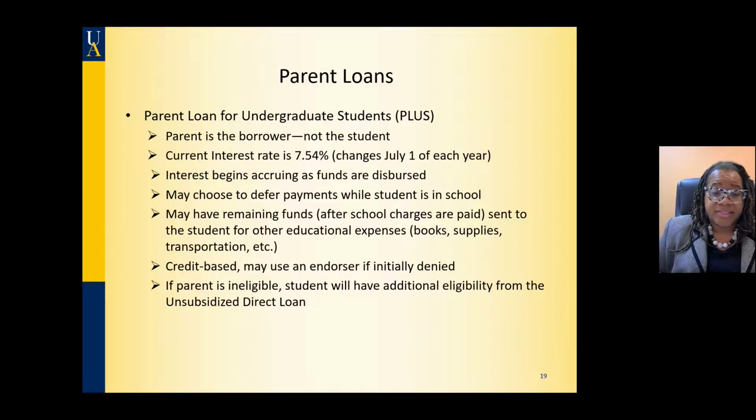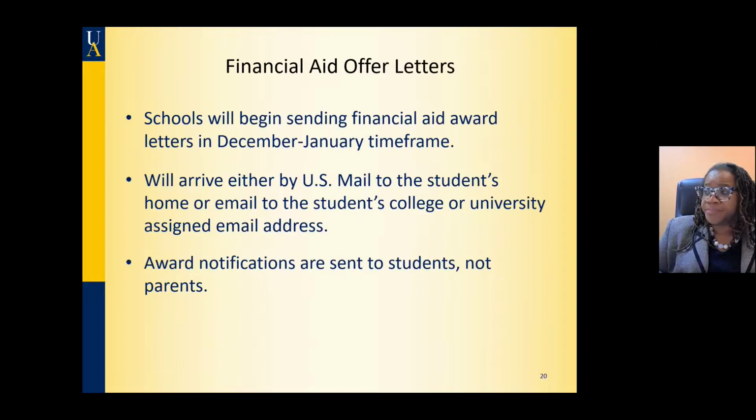This is credit-based, so if for some reason the parent is denied, the parent can seek a credit-worthy endorser, or they can have the student considered for an additional loan in their name. And in some cases, that works best for the student. But again, this is a family decision about what works best for you and your family.